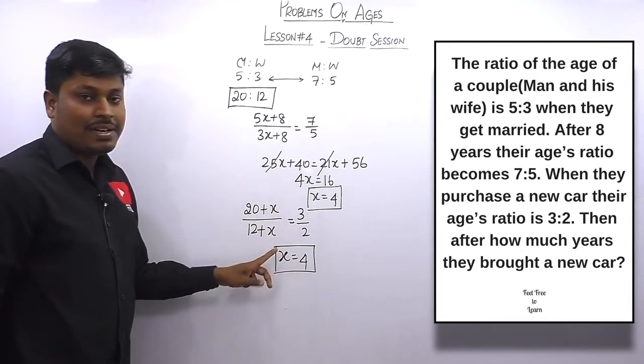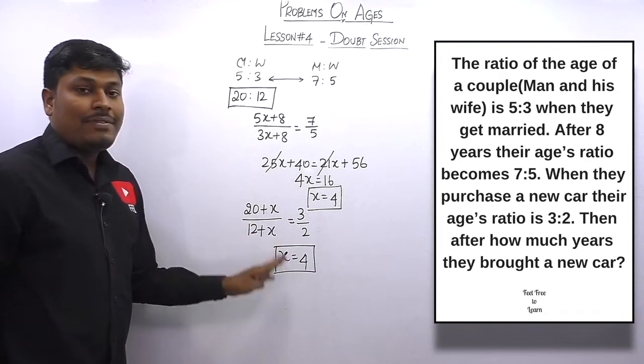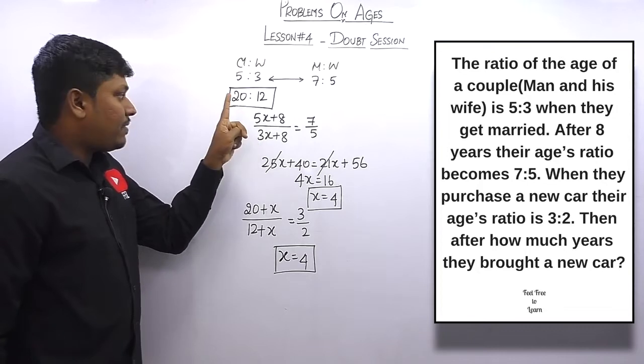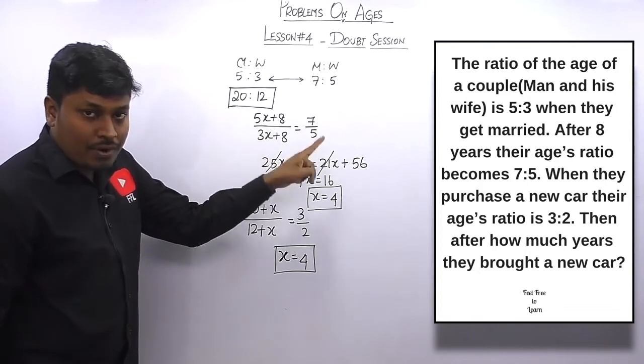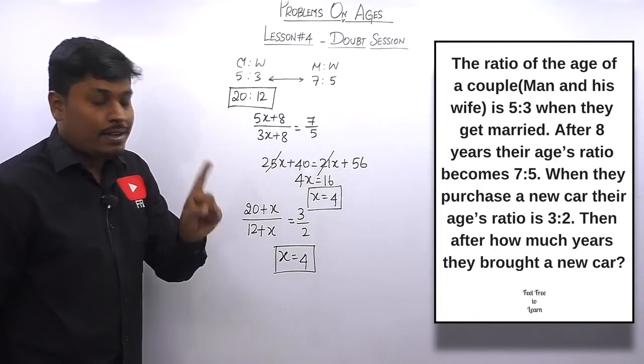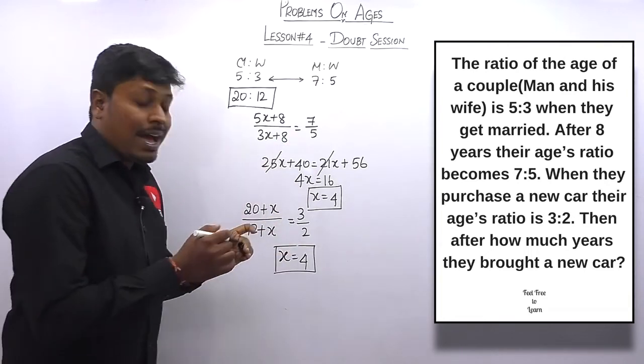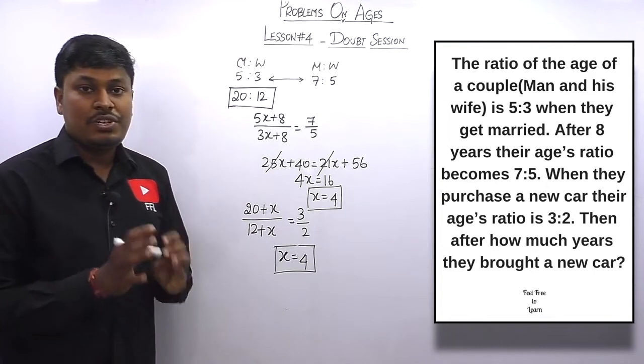So learn all these fast methods, right? Finally we got the value of x is equal to 4, which determines after their marriage, right? After they're getting married, after 4 years, they have purchased a new car. Then only the ratio can be 3:2. So we can say the answer for this question is: after 4 years they have purchased a new car.